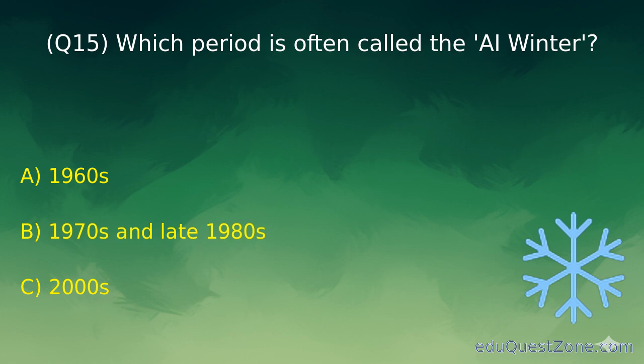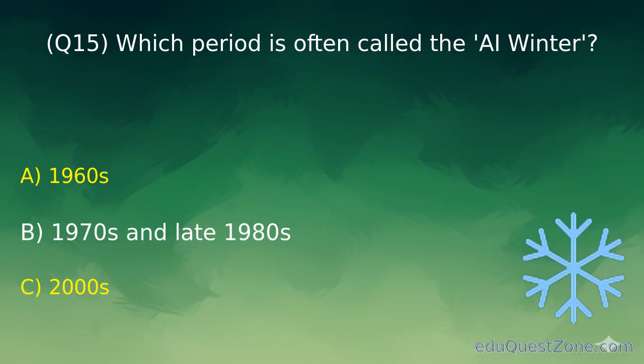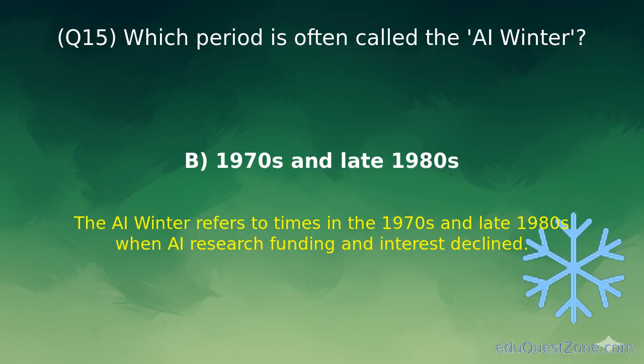Question 15. Which period is often called the artificial intelligence winter? Option B. 1970s and late 1980s. The AI winter happened in the 1970s and late 1980s when AI progress slowed down.